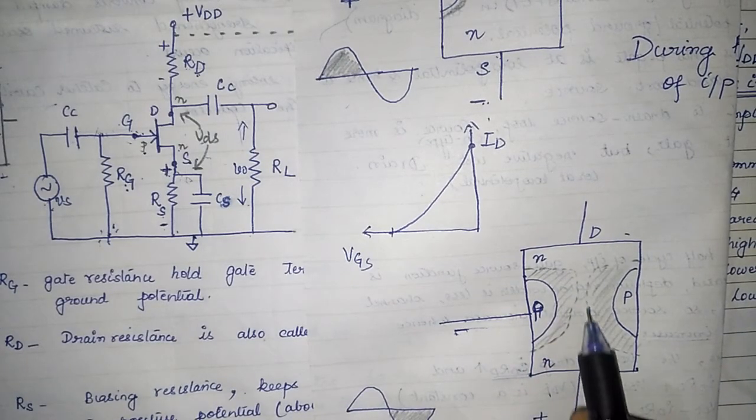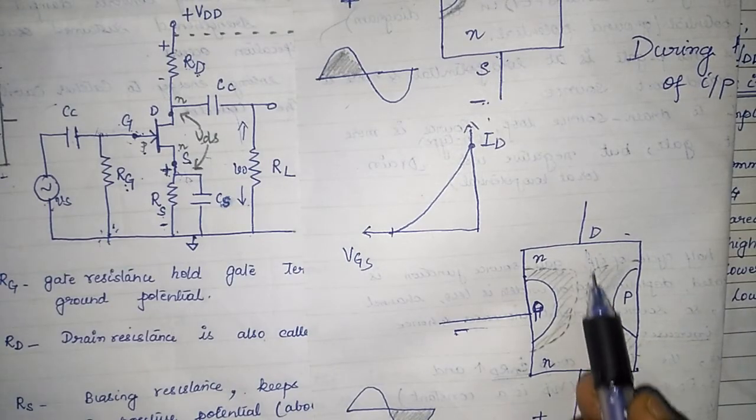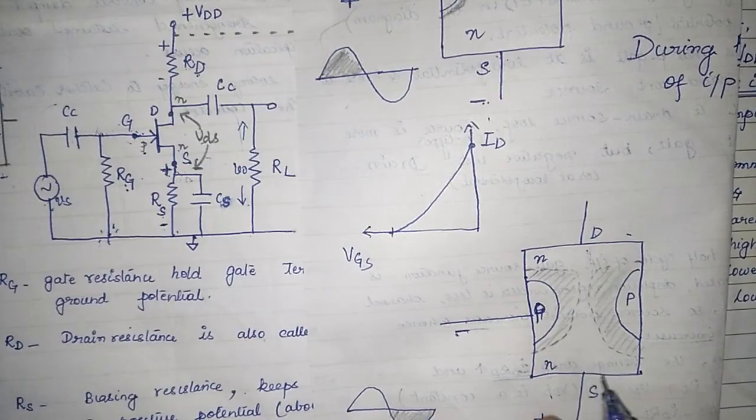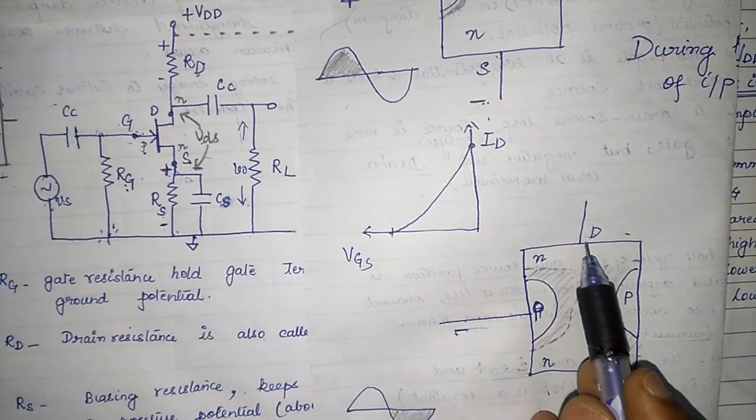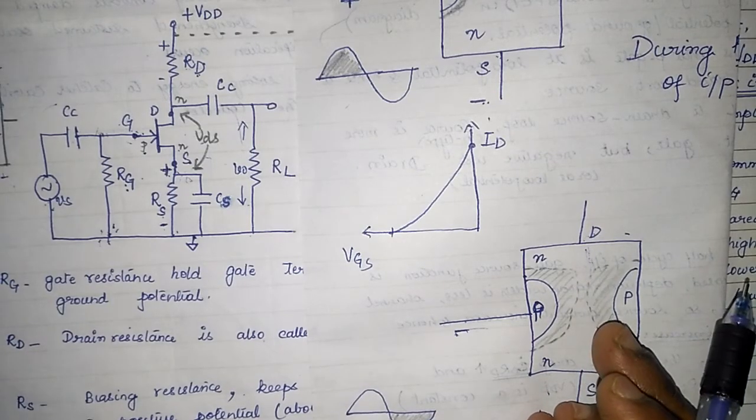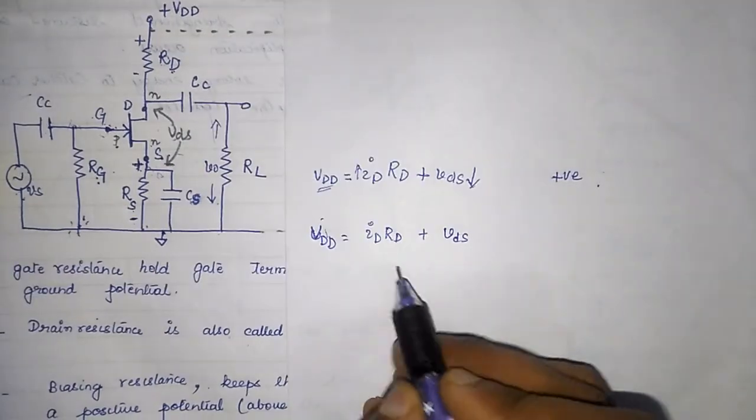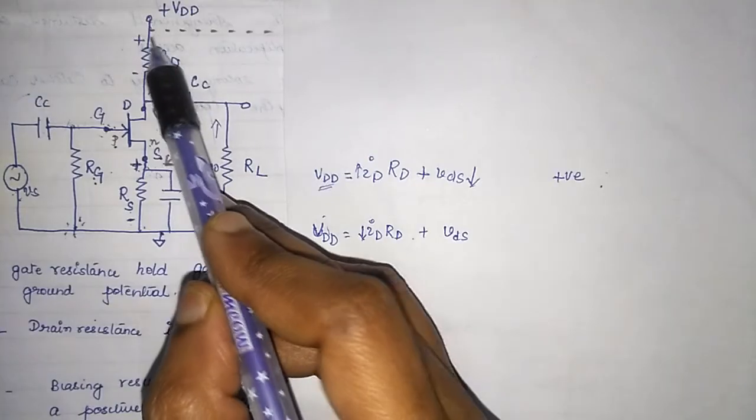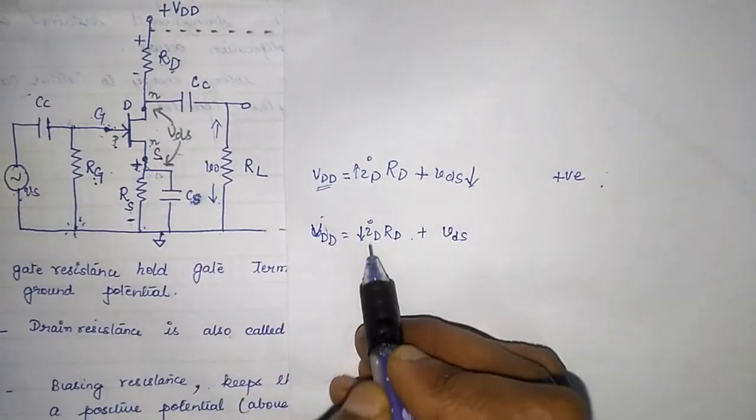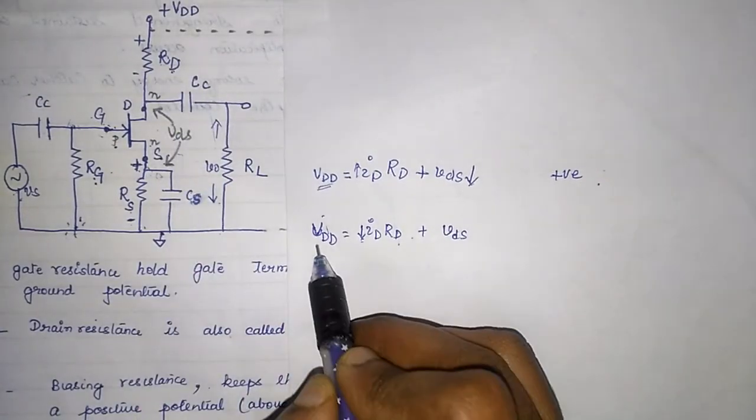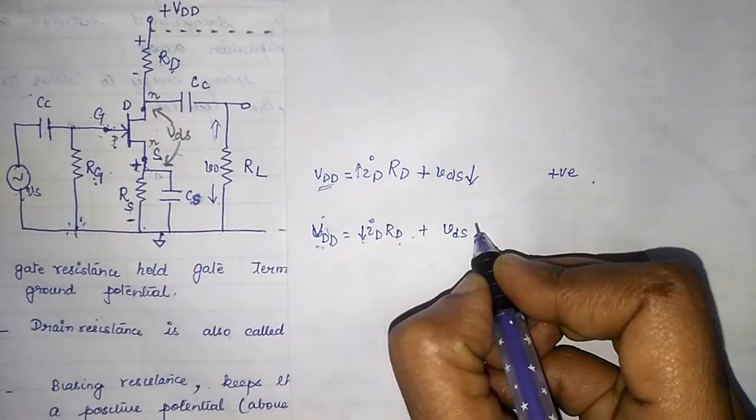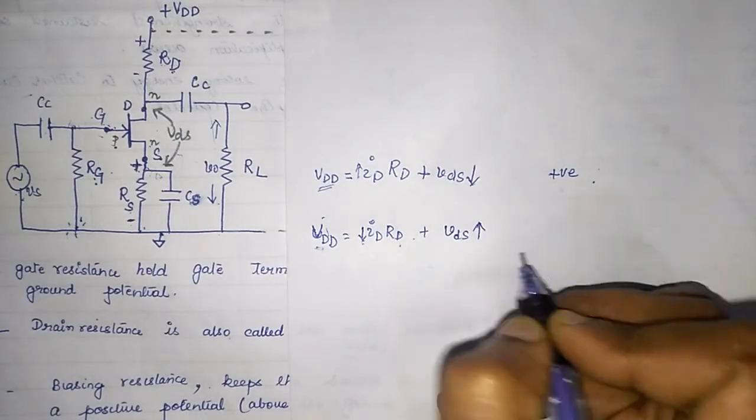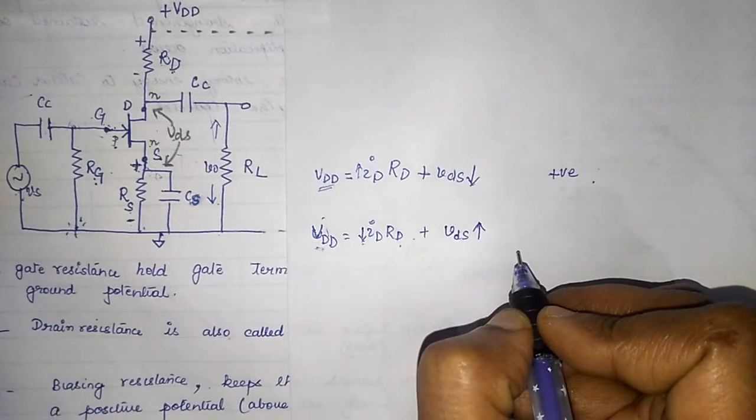So when the depletion region width is large, what happens to the channel? The channel width is reduced. When channel width is reduced, what happens to ID? ID also reduces. So if ID reduces, what happens to IDRD? The drop across IDRD reduces. So if IDRD reduces, VDD is a constant. What should happen to VDS? So VDS will increase.